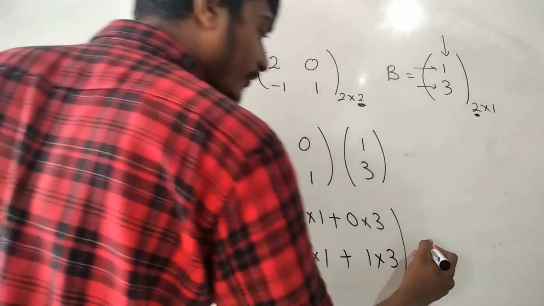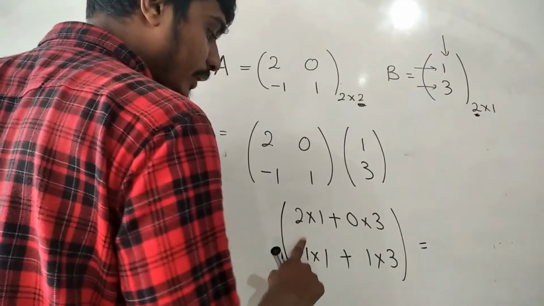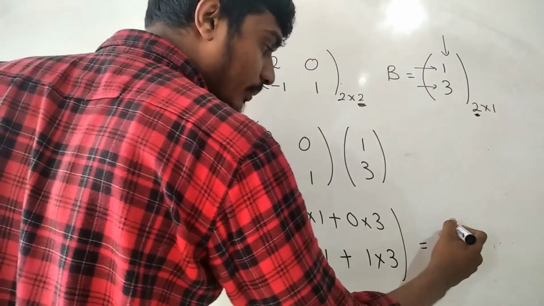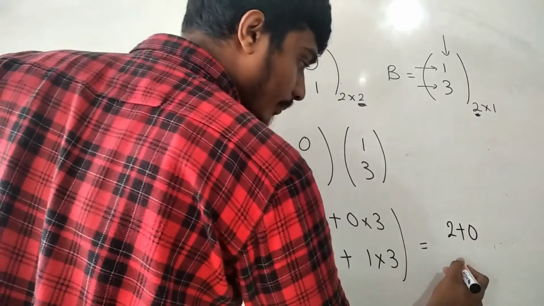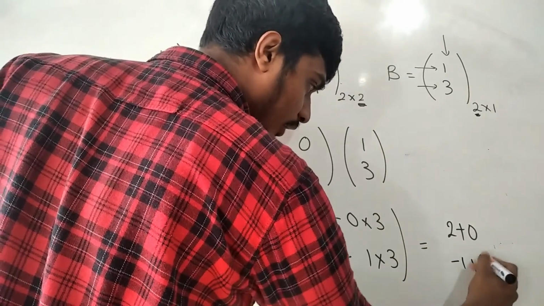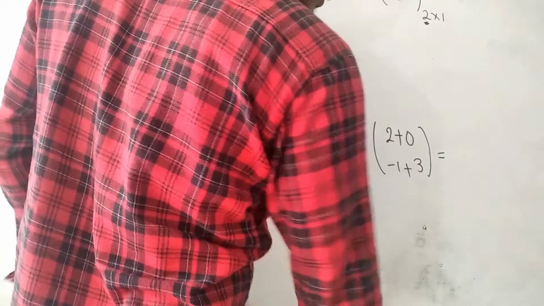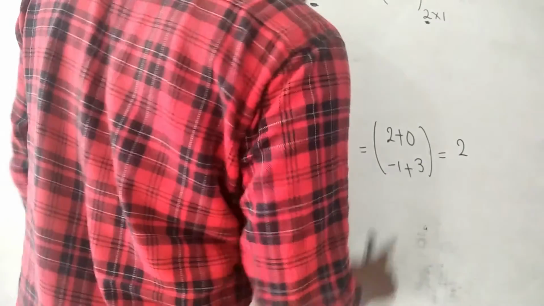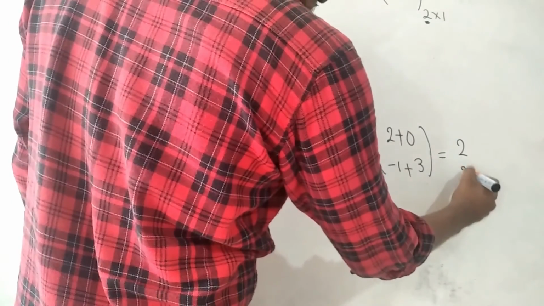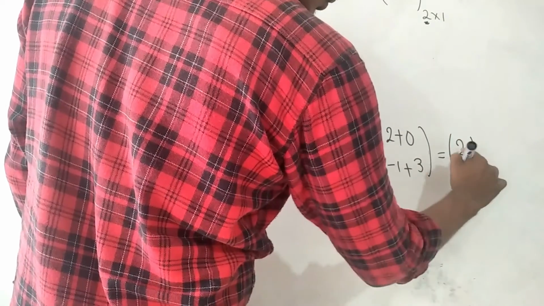So guys, if you simplify this, your final matrix will be: 2 into 1 is going to be 2, 0 into 3 is going to be 0. So it's going to be 2 plus 0. Here it's going to be minus 1 plus 1 into 3, which is 3. So 2 plus 0 is going to be 2. Minus 1 plus 3 is going to be 2. So your matrix will be 2 and 2.